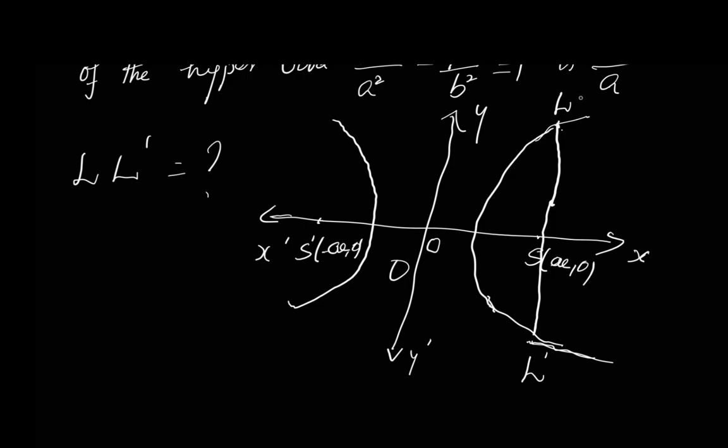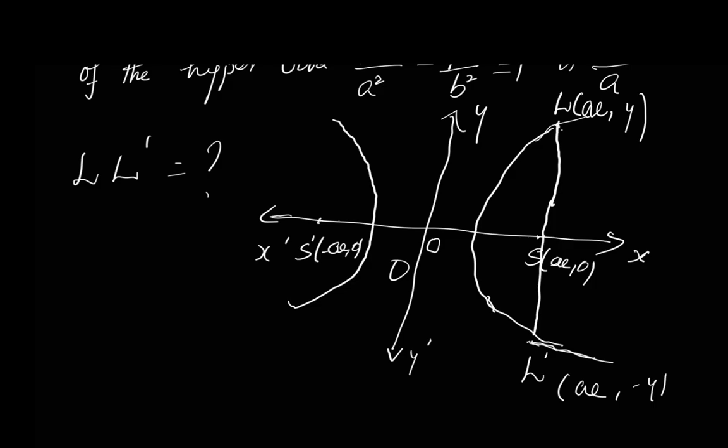So for this, first you find the coordinates of L and L dash. As it passes through the point ae, 0, its x coordinate is the same, ae, but we don't know what y is. And here again it is ae, but you have to find the y value. The y value is negative on this side because it is below the x-axis. So first let me find those coordinates.